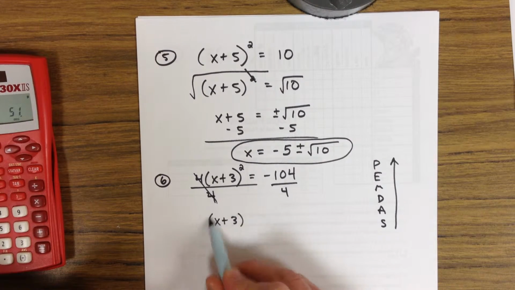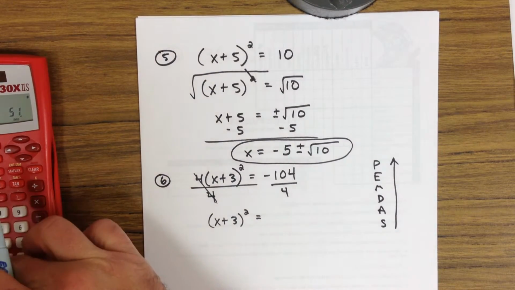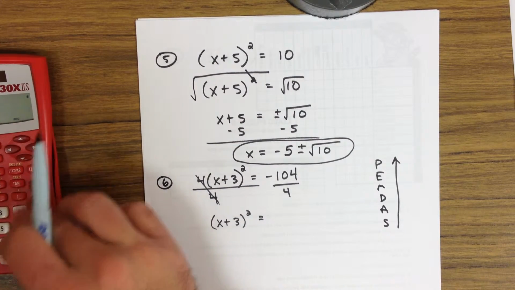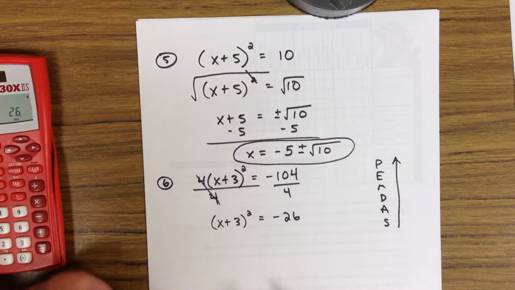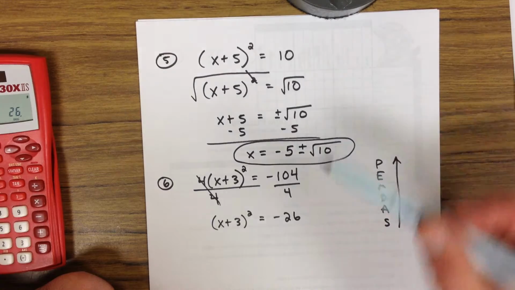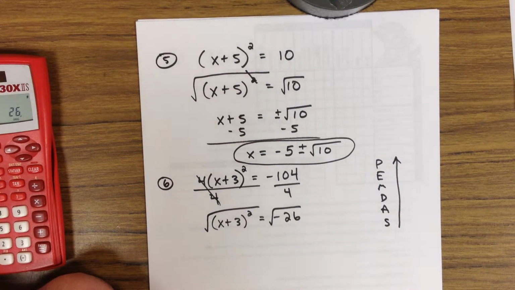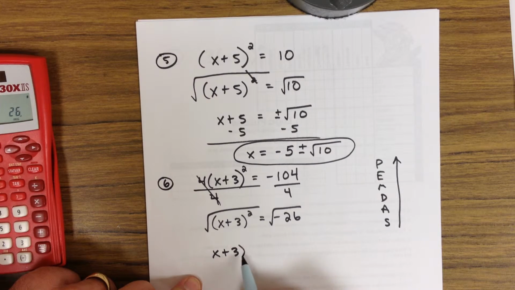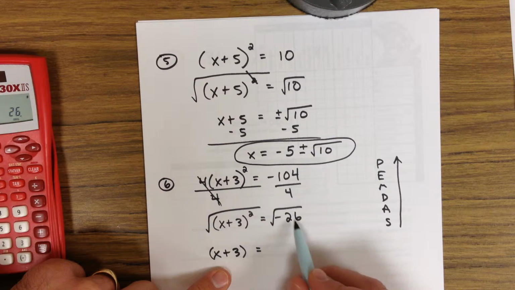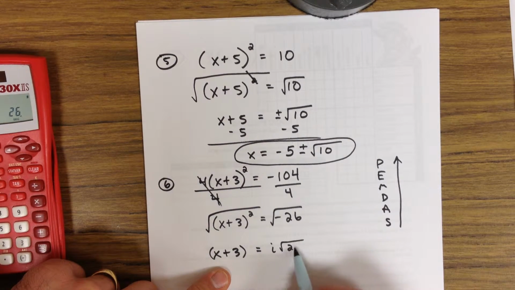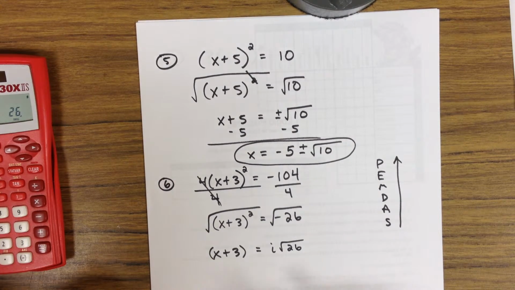So I have x plus 3 squared equals 104 divided by 4 is 26. That's negative 26 because there's a negative there. So now I'm kind of right back to where I was up here. I'm going to just square root both sides. I have x plus 3. Well, I guess you don't really need that in parentheses anymore. And then this is i square roots of 26. Then, really to solve this, all I have to do is subtract 3 from both sides. I'll have x equals this.